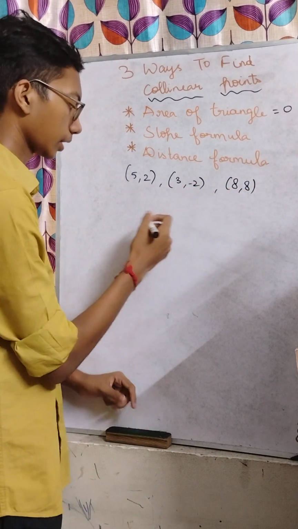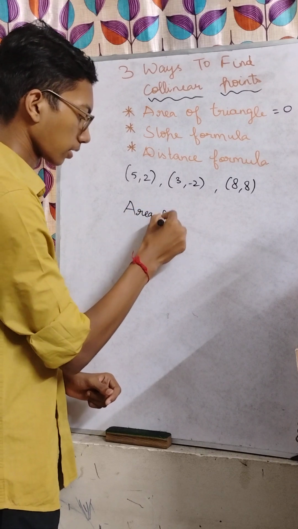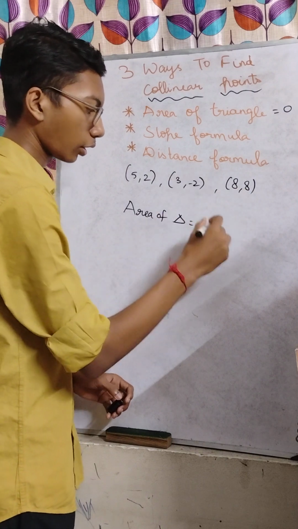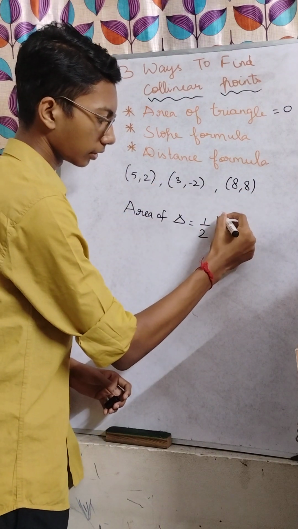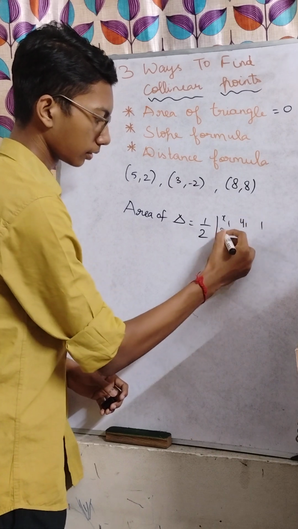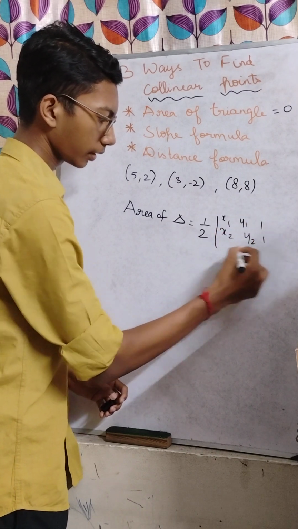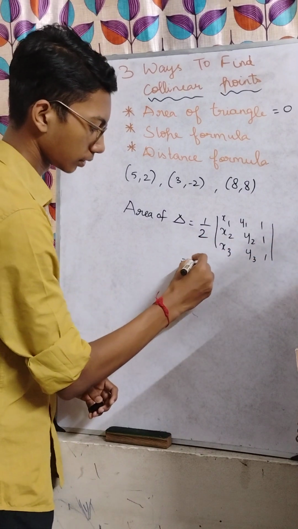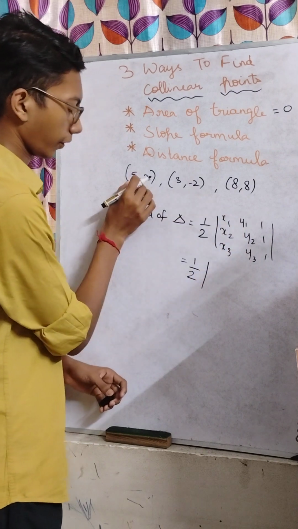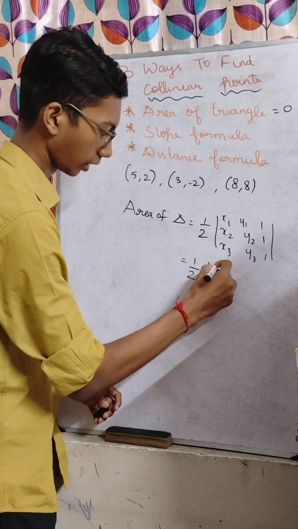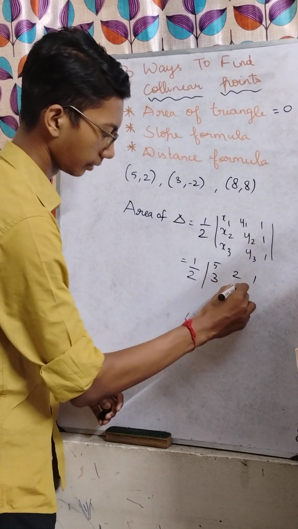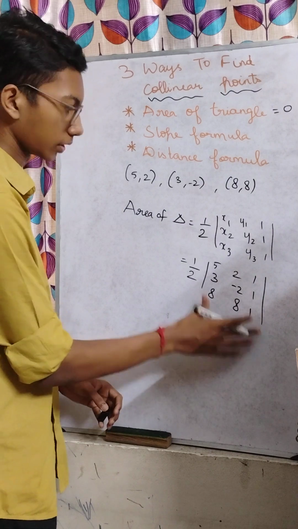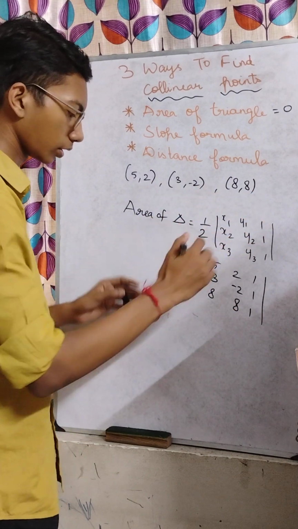If area of a triangle equals 0, then these 3 points are collinear. So we will see this example. Now what is area of a triangle? From these 3 coordinates, how do we find the area? The formula is the determinant with rows x1, y1, 1; x2, y2, 1; x3, y3, 1. So half of, what is x1? 5, y1, 2, like that. So we have 5, 2, 1; 3, -2, 1; 8, 8, 1. If this is 0, then these 3 points are on a straight line, that is, they are collinear.